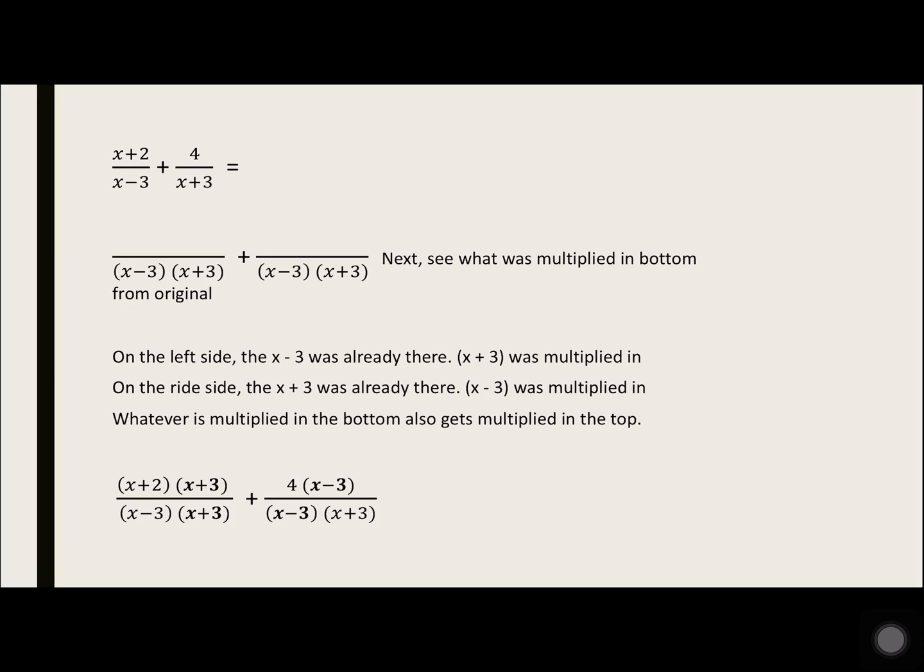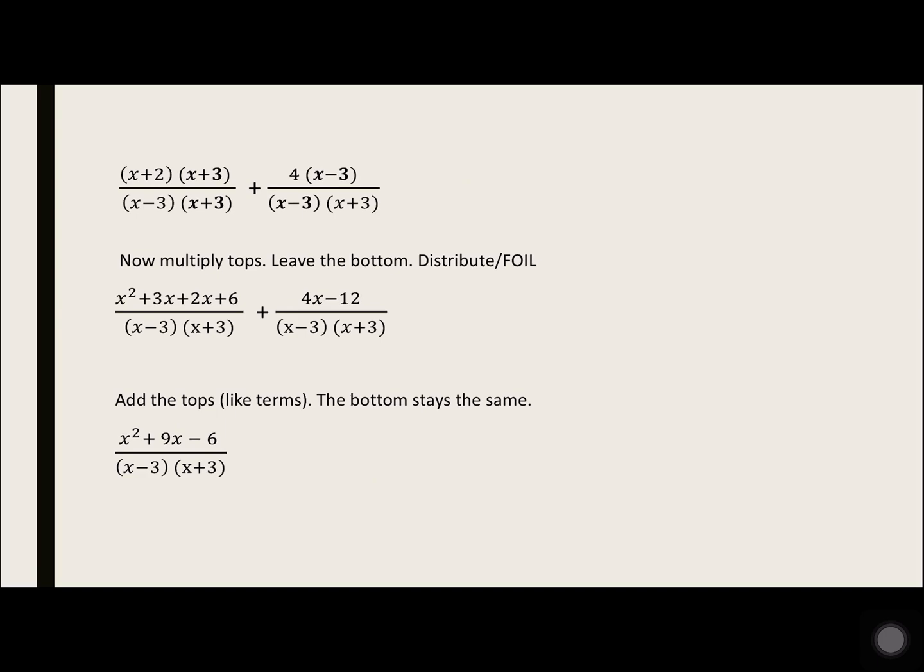So I put in bold what I multiplied in. On the left, x plus 3 on top and bottom. On the right, x minus 3 on the top and bottom. You're trying to see what you did from the original denominator to your new denominator. I just rewrote that. Now multiply the tops, leave the bottom.